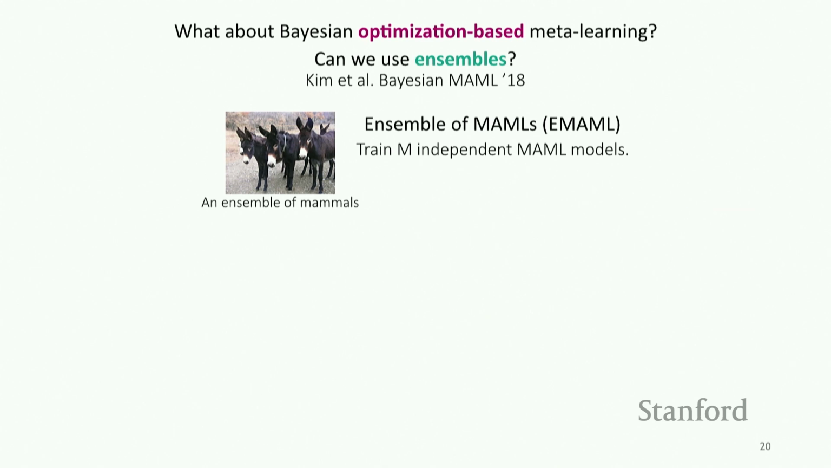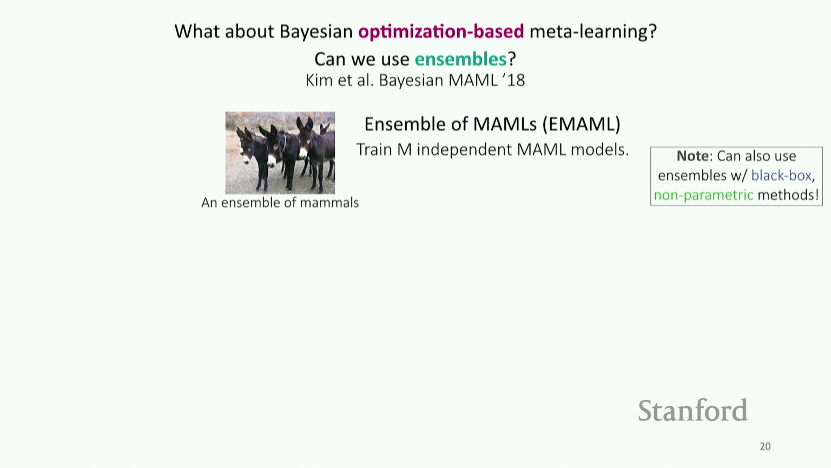It's also worth noting that you could do this with something other than MAML as well. You could do an ensemble of black box models or non-parametric models. And this is pretty simple, and it actually works pretty well. So probably the simplest approach for getting a distribution over models, you could just train an ensemble of things.